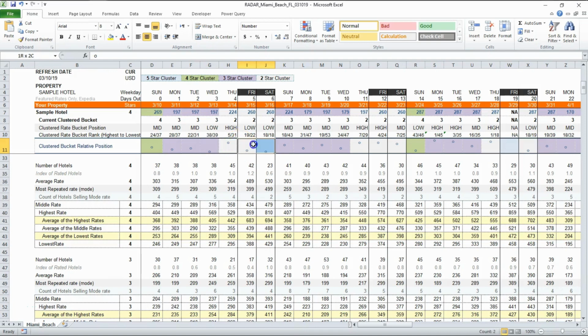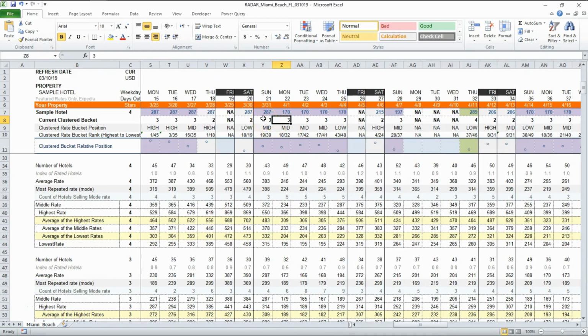We can see the same phenomena in the weekend dates. While this property does raise its rates for the weekend, it actually drops even further into the 2-star cluster when compared to the rates of the rest of the market. For example, on the weekend of the 22nd and 23rd, the property's rate increases to $260, but that rate puts it in the 2-star bucket. Unless this property has a serious issue generating demand, I would say, at first glance, it looks like they're leaving money on the table.